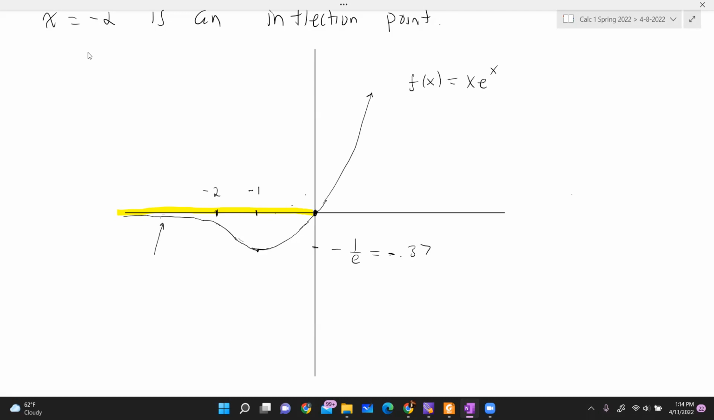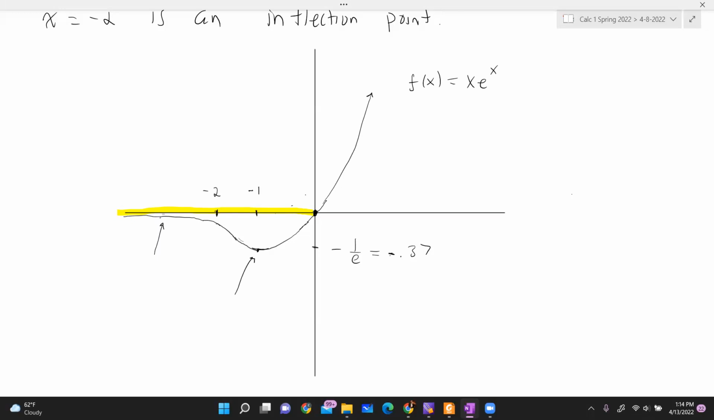So here it's concave. Here it is concave down. Here it's concave up. We have this minimum here, this intercept, and then this is the asymptote, the x-axis. All right, so that's all I want to do for 4.5.